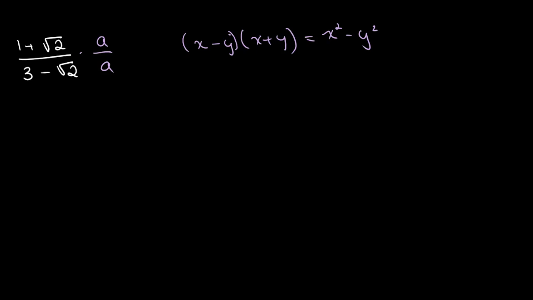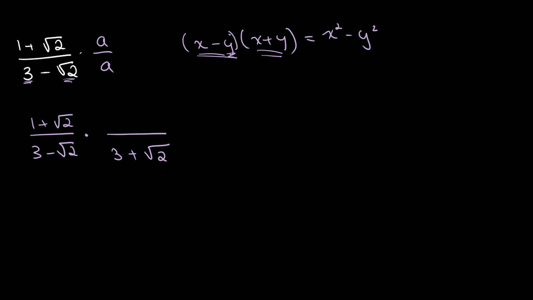So here we see that 3 minus the square root of 2 looks like x minus y, so we need to multiply it by x plus y to get in this form. So 3 is equivalent to x, and the square root of 2 is equivalent to y. So we multiply 1 plus the square root of 2 over 3 minus the square root of 2 by 3 plus the square root of 2. We want to make sure that our equation keeps the same value, so we write the same thing up top as well.